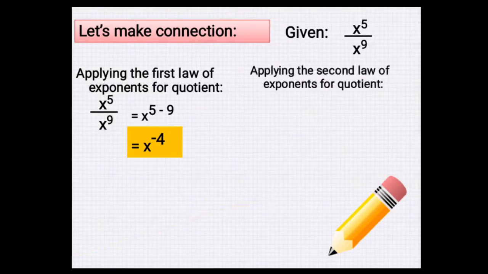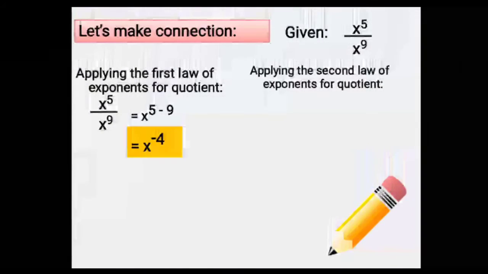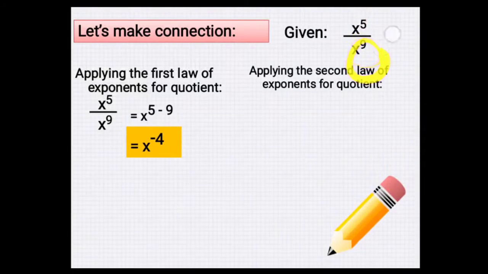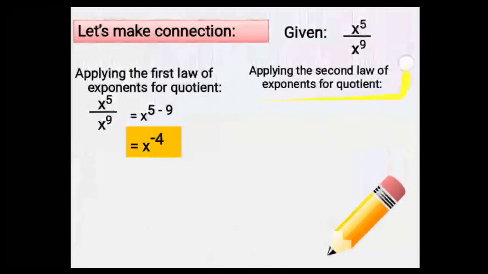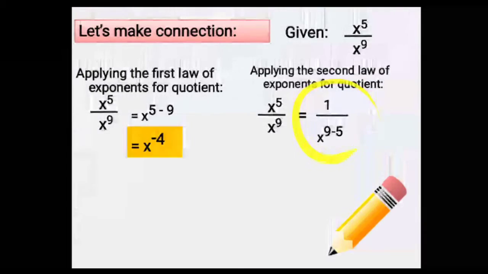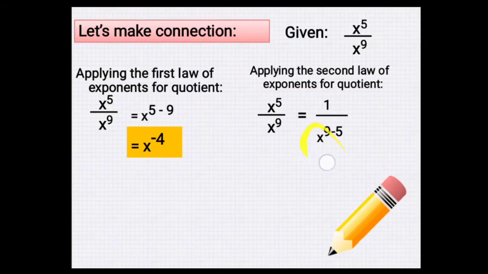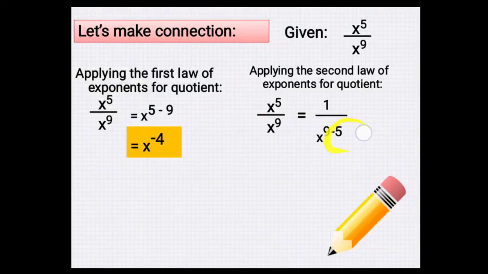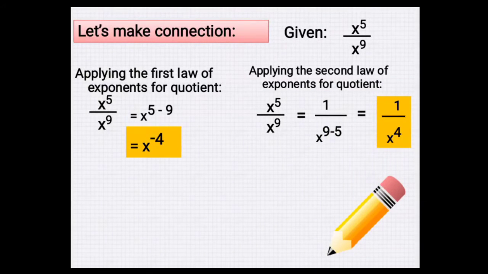On the other hand, applying the second law of exponents for quotient, we can see that the exponent of the denominator is greater than the exponent of the numerator. In that case, when we apply the second law, the answer should be in fraction form. Okay? So let's see. Fraction form, 1 over, copy the base, x, then subtract higher exponent minus lower exponent. In that case, our answer is 1 over x to the fourth power.